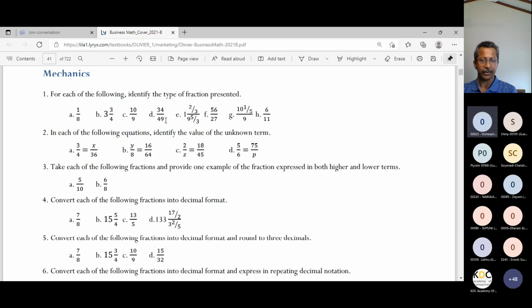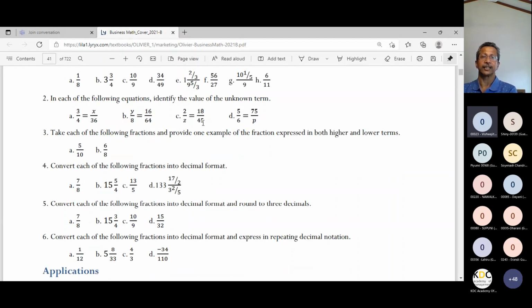The 34 divided by 49 is a proper fraction because the top figure is lower than the bottom figure. This one is a complex fraction. Sorry, not factor, fraction. These are proper fractions, improper fractions. This is a complex fraction. And what is this? This again is an improper fraction, the top is higher than the bottom. Right? Not very important, but just for your knowledge.